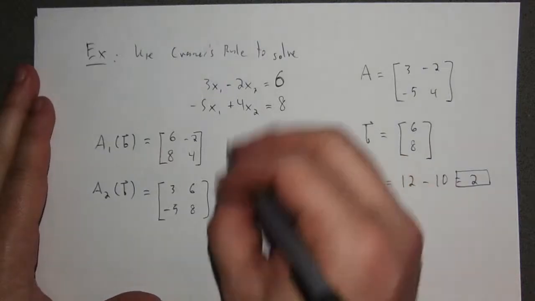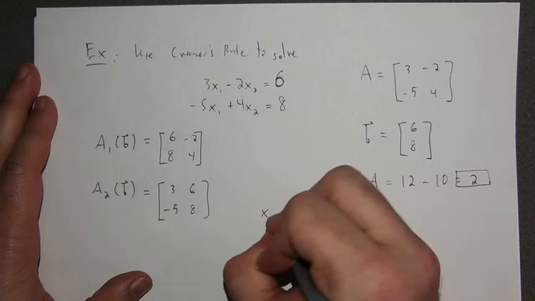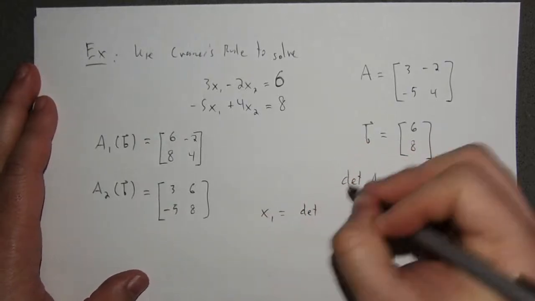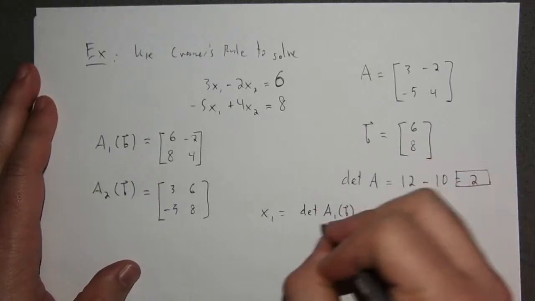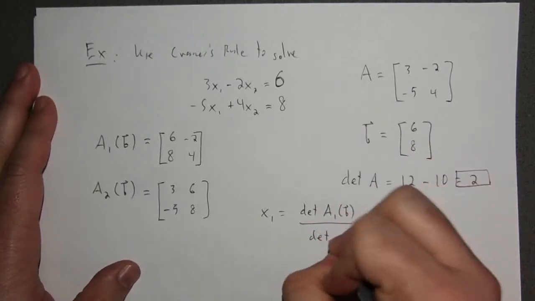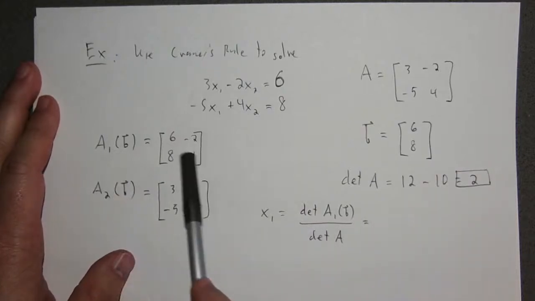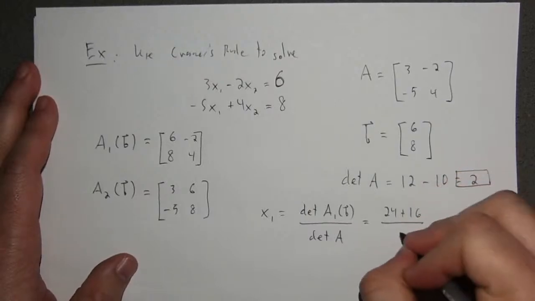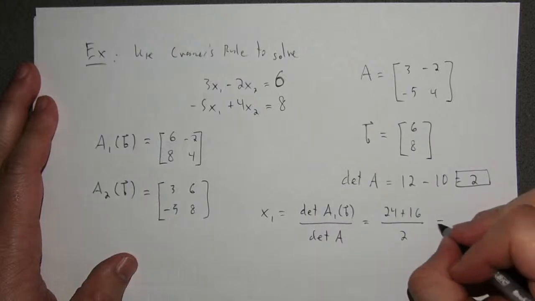All right, and so if I wanted to know what x sub 1 and x sub 2 solve this system, using Cramer's rule, x sub 1 is the determinant of A sub 1 of B over the determinant of A. So the determinant of A sub 1 is 24 plus 16 over 2. So 24 plus 16 is 40, divided by 2 is 20.